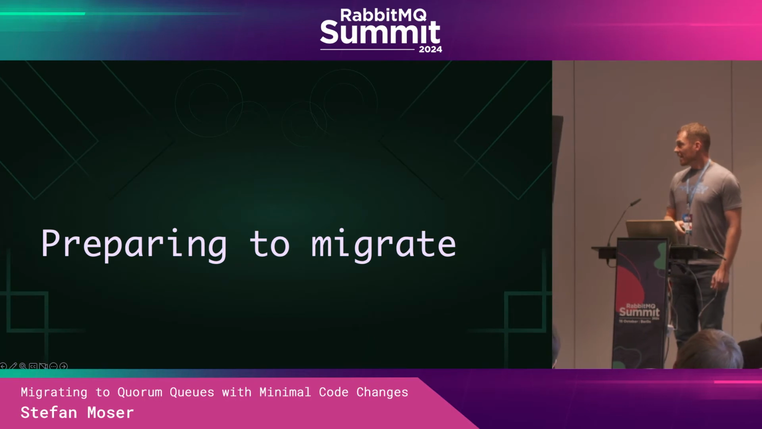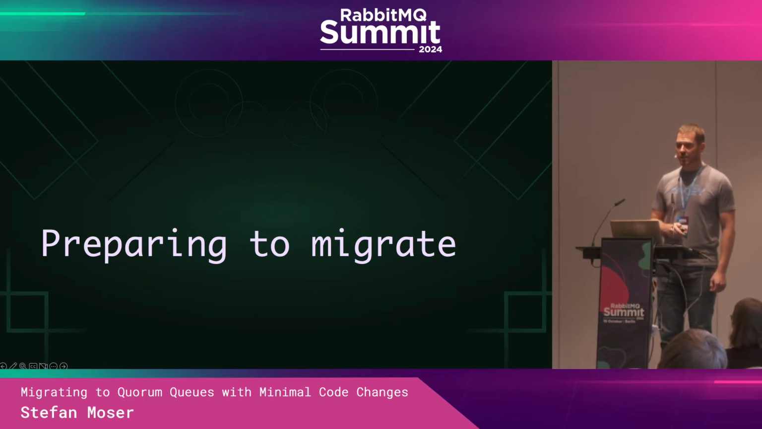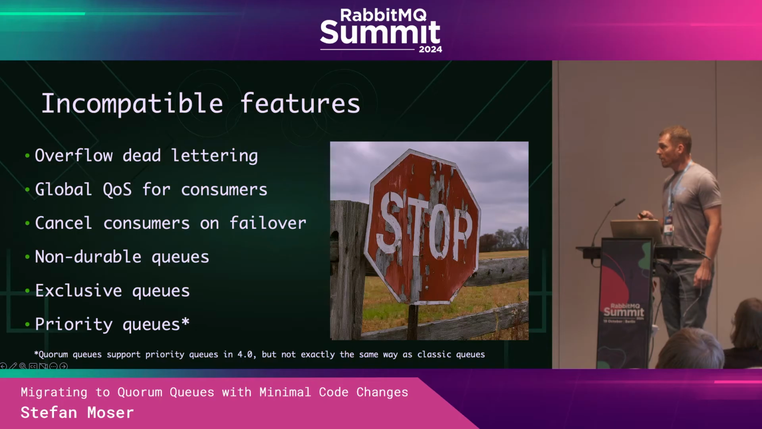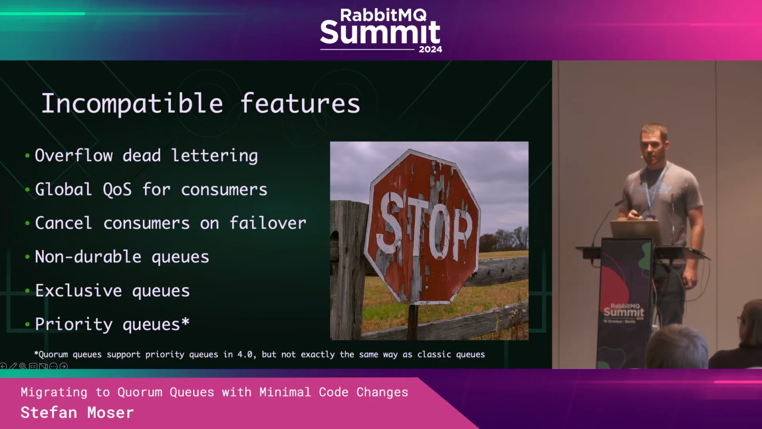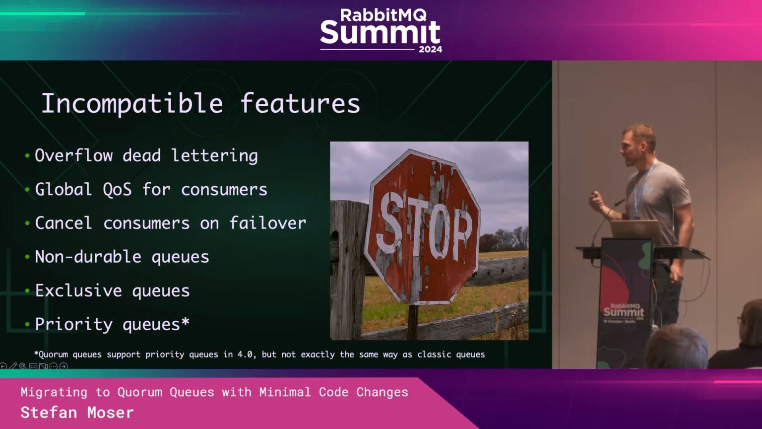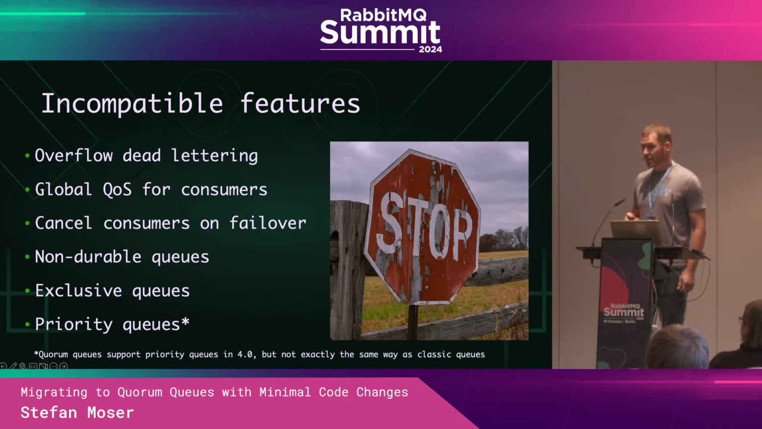All right, so let's talk about how to prepare to migrate to Quorum queues. Quorum queues are not a drop-in replacement for classic mirror queues, which means there are some incompatible features. There's a list of features here. There are alternatives for all of them. Some of them are a little bit edge-casey, and some of them are things that if you want a replicated queue type like Quorum queues, you're probably going to want to make sure that they're durable.